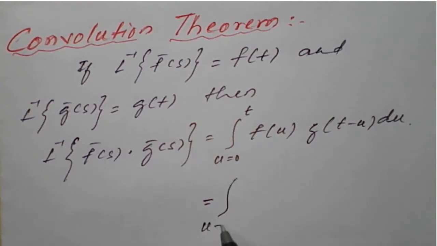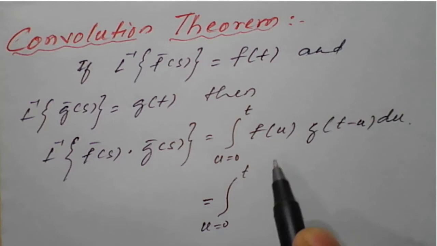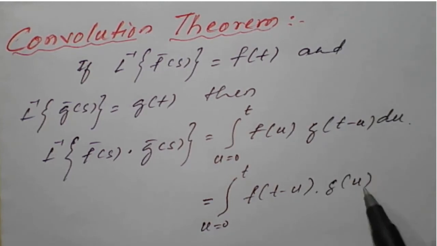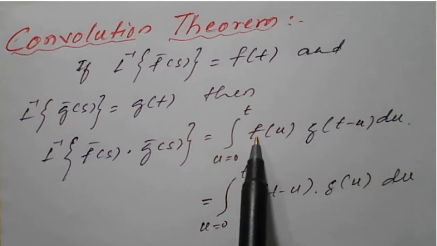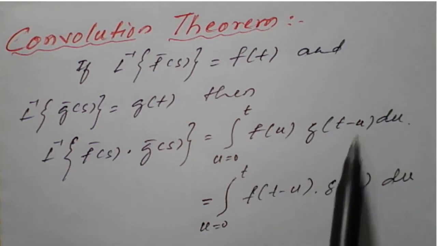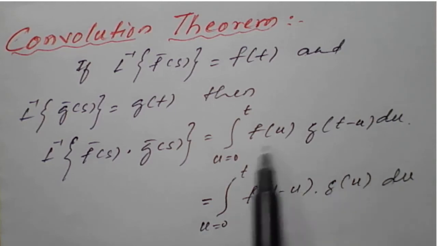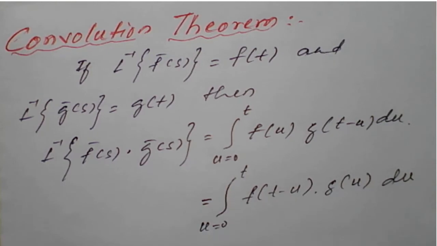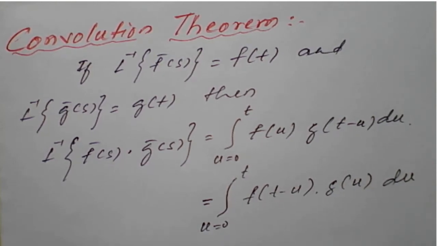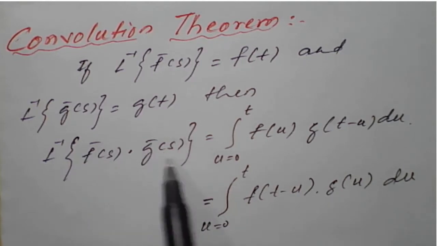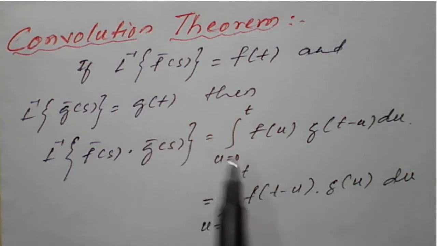integration u from 0 to t f of t minus u into g of u into du. Either f of u into g of t minus u, or f of t minus u into g of u into du. Either of the forms we are going to use. Means here what is going to happen here? From the given question we need to choose f dash of s and g dash of s, then we can apply this convolution theorem to the given situation.